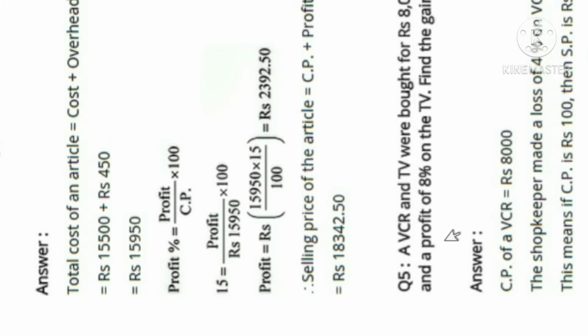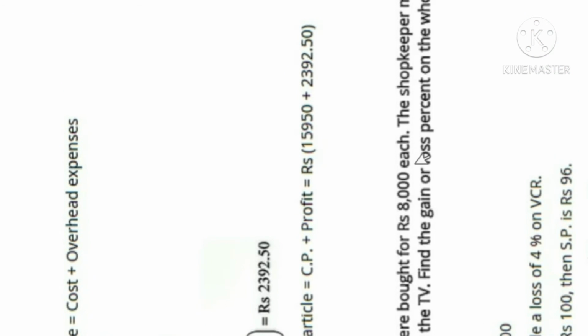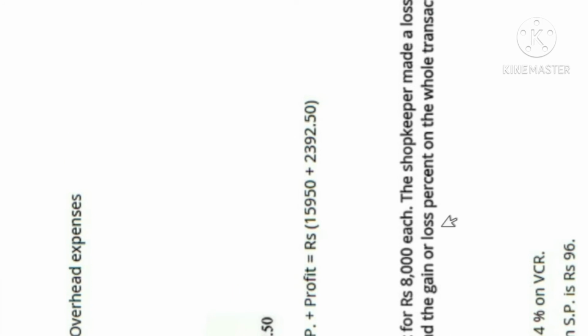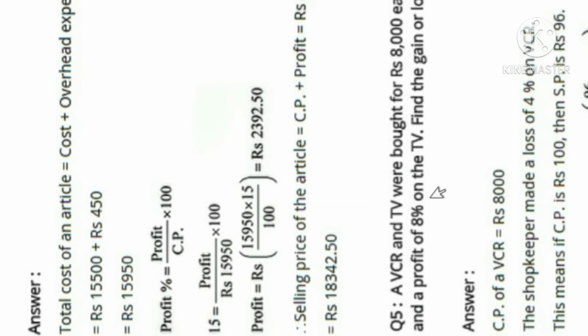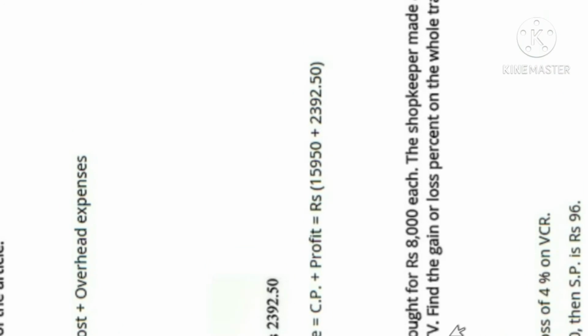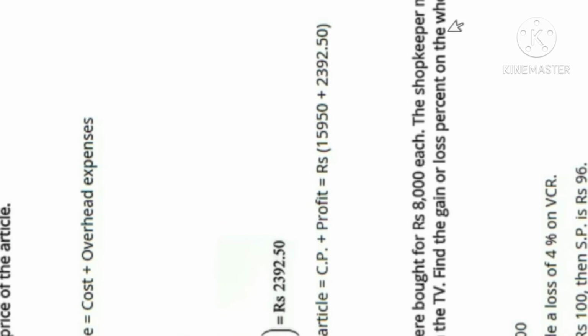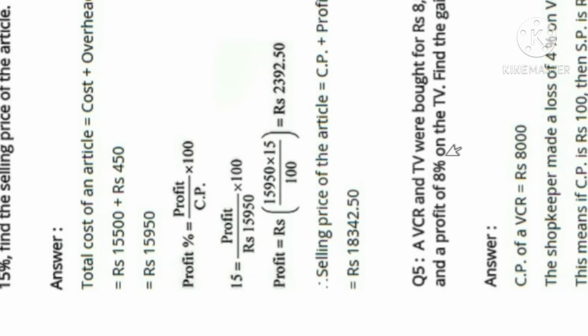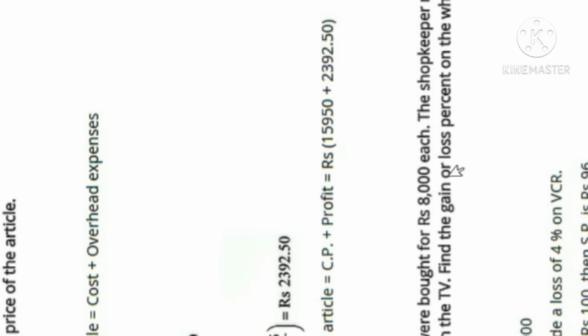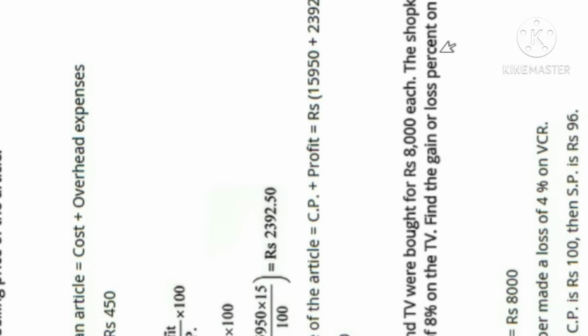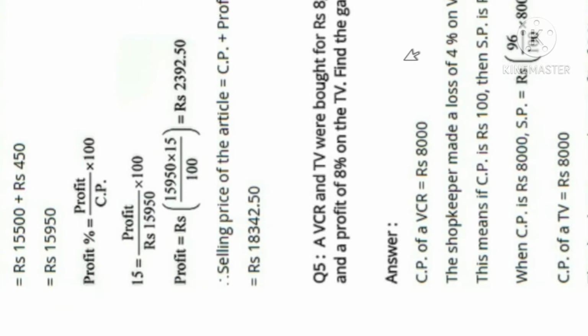Now next one. A VCR and TV were bought for rupees 8,000 each. The shopkeeper made a loss of 4% on the VCR and a profit of 8% on the TV. On one thing he is making the loss, and on the other thing he is gaining the profit. Okay, find the gain or loss percent on the whole transaction. Okay, so let us see.